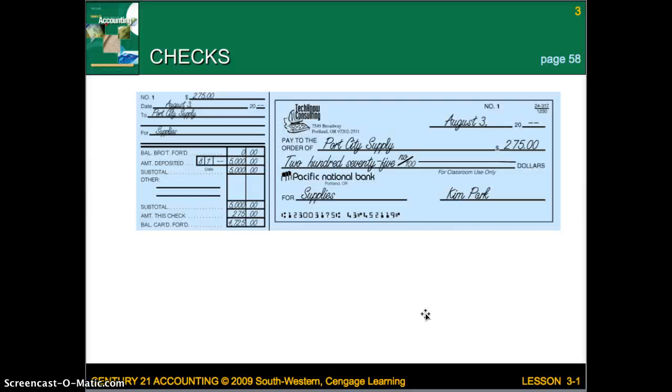Okay, this is a check. Things that you need to know about a check. This is from your company. So Techno Consulting writes a check. Here they wrote a check to Port City Supply on August 3rd for $275. Kim Park is our owner. She has signed the check.